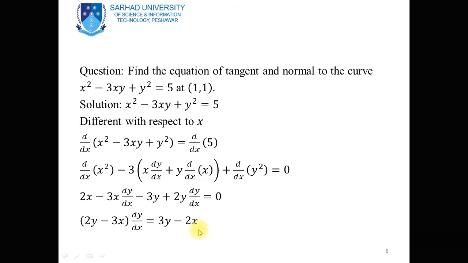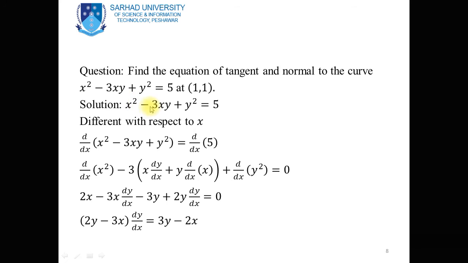Now another problem: to find the equation of the tangent and normal to the curve x square minus 3xy plus y square is equal to 5 at this point (1, 1). So dear students, now the function is in implicit form. So first of all, for the equation of the tangent line, find the slope. And for the slope, we need to calculate the implicit differentiation of this implicit function at this point (1, 1).